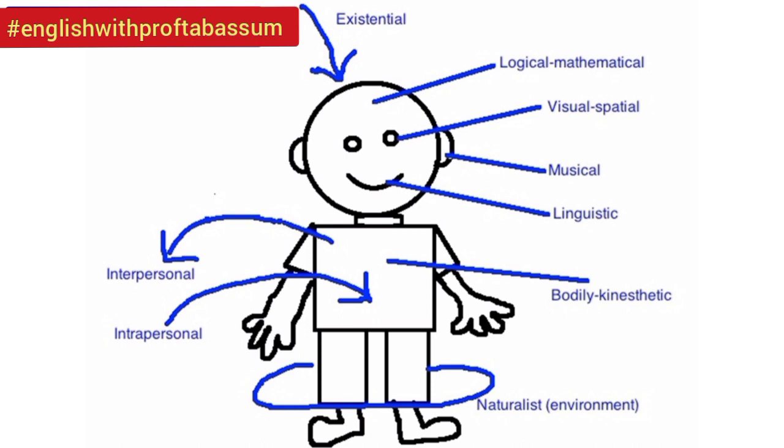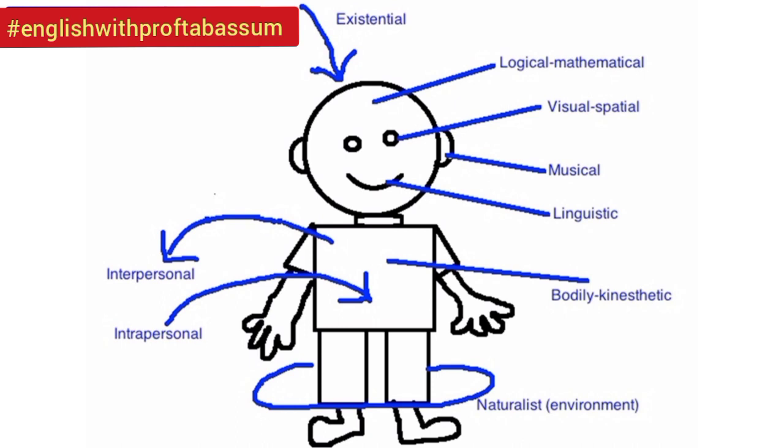First, on top we have existential and logical mathematical intelligence. Now both these intelligences require cognitive ability. Existential intelligence means that a person is able to recognize the issues about human existence. For example, let's say a philosopher. Logical mathematical requires reasoning and logic. Then visual spatial intelligence requires our eyesight because it contains pictures.